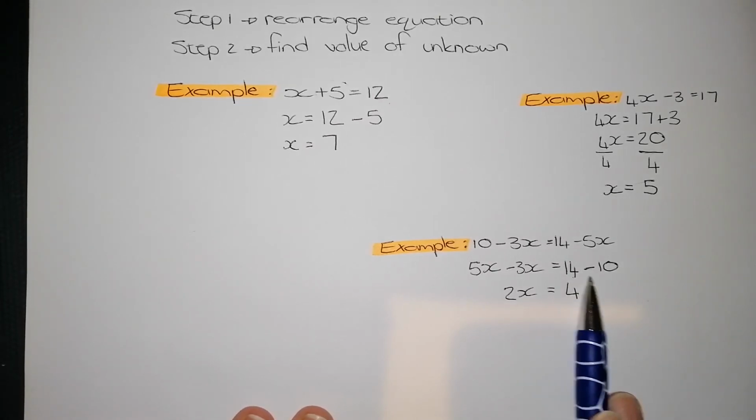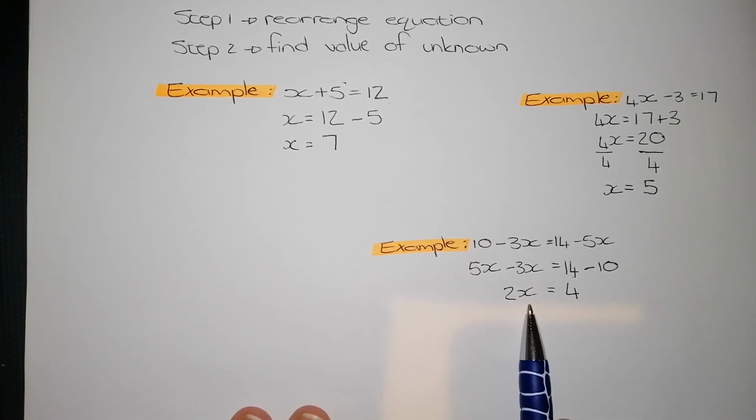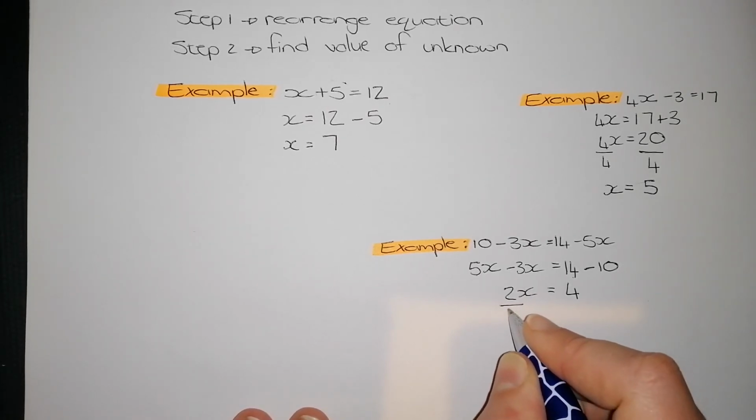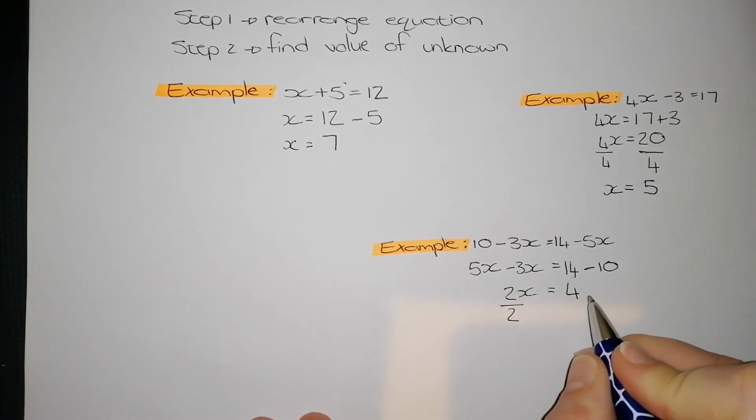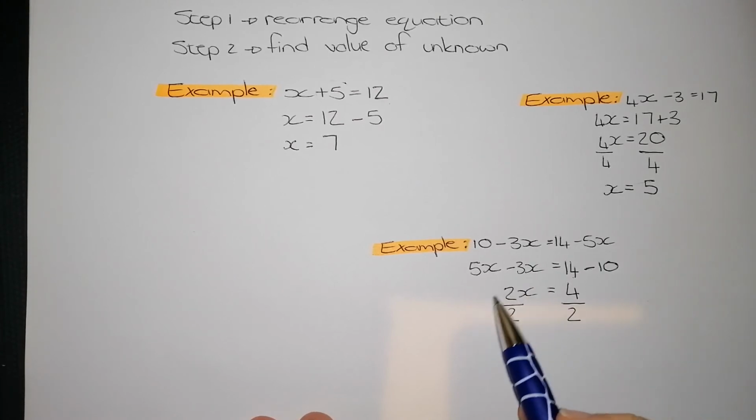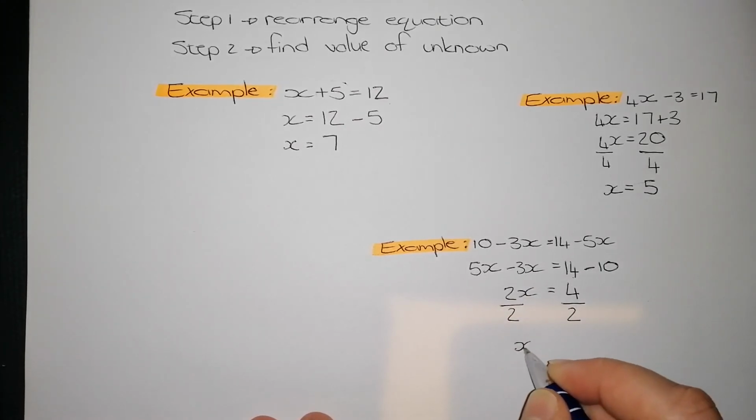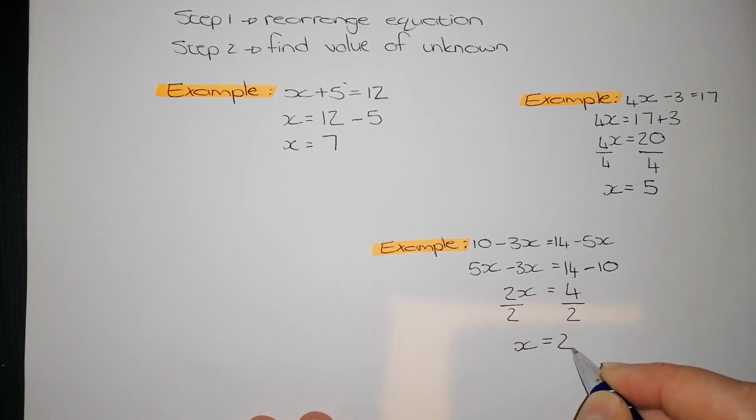Now that I have simplified it as far as I possibly can, now I need to find the value of only x. The 2 is multiplying with x at this stage. To get rid of the 2, we need to do the opposite. And the opposite of multiplying is dividing. So we need to divide by 2 on the left-hand side. And what I do on the left, I need to do on the right as well. Divide by 2 on the right-hand side. So what is left on the left is x is equal to, and 4 divided by 2 is 2. Therefore, my x value is 2.